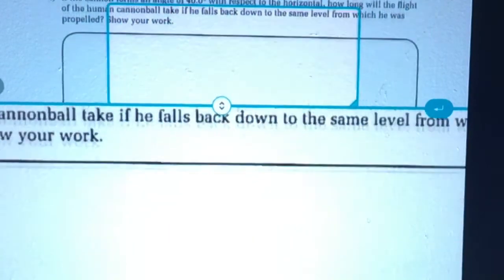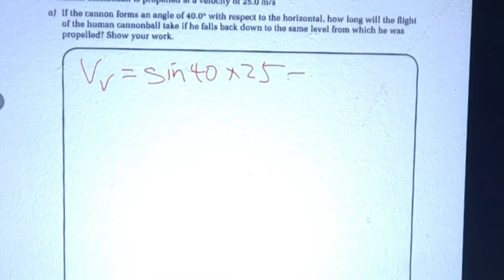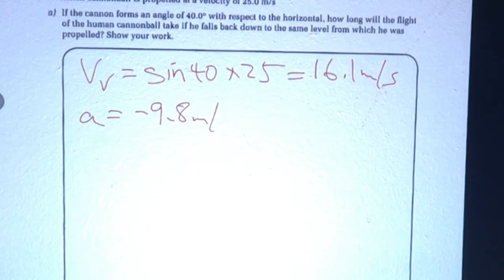All right. Now, a human cannonball is propelled at a velocity of 25 meters per second at an angle of 40 degrees. Our first step is to calculate the vertical velocity, which is equal to the sine of 40 times 25, which gives us a vertical velocity of 16.1 meters per second. And then we know that acceleration is going to be negative 9.8 meters per second squared.